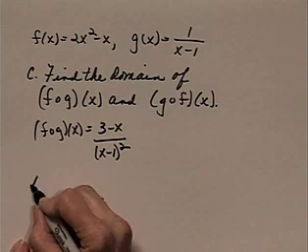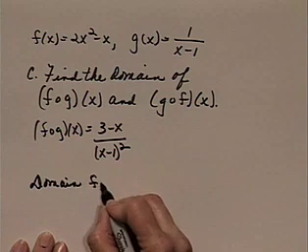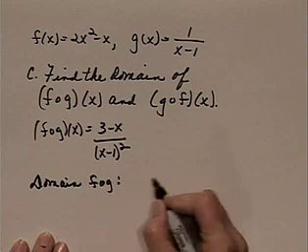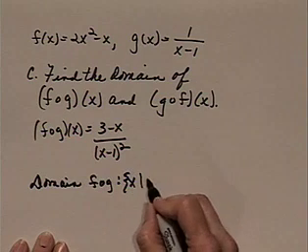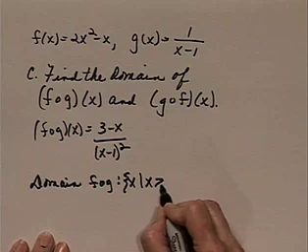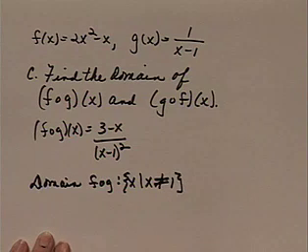So the domain here for f composed with g is that x is a member of the set of all real numbers such that x does not equal 1. Now, for g composed with f, it's a little more complicated.